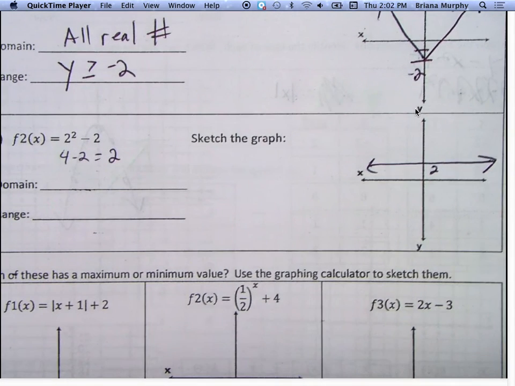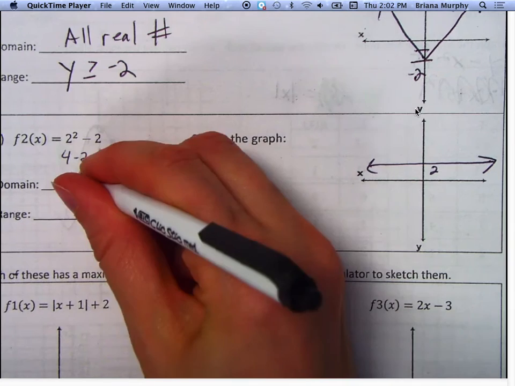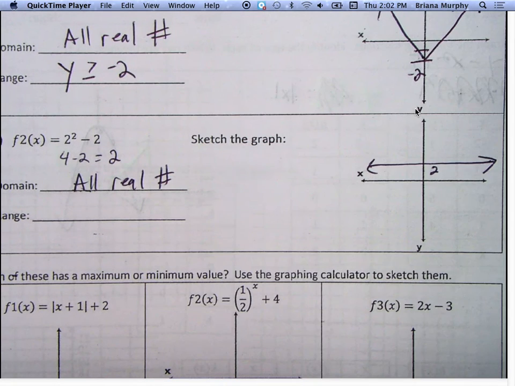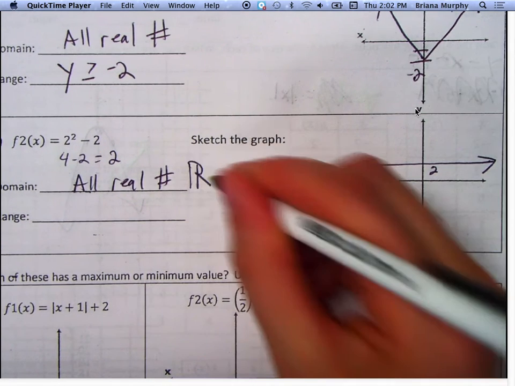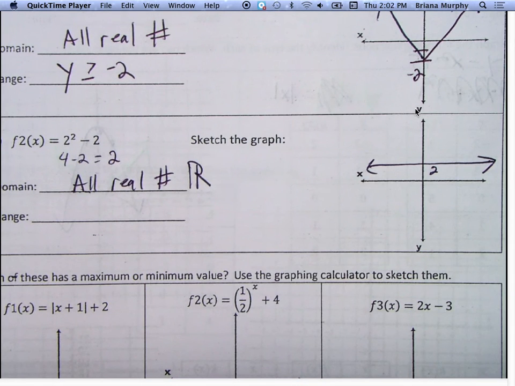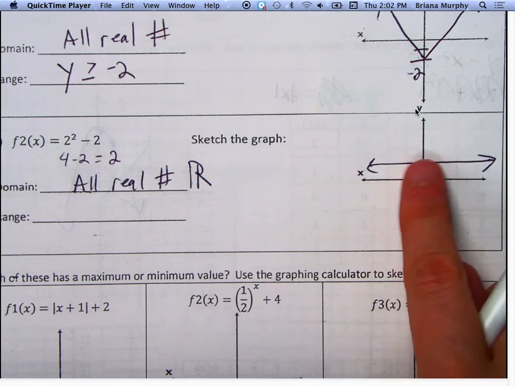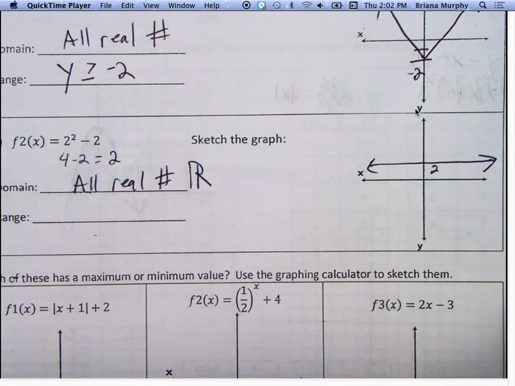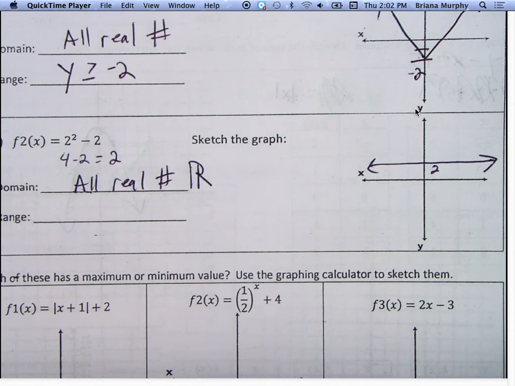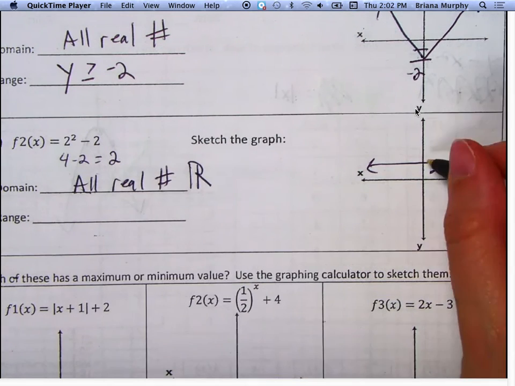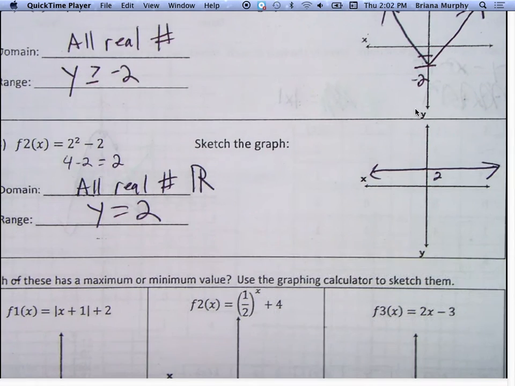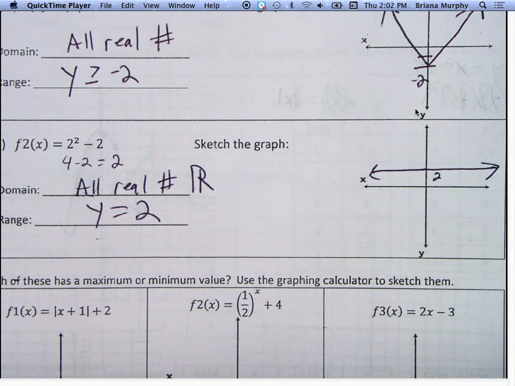So let's do this one. What's the domain for this one? All real numbers. All the numbers are on a straight line, because the x value could be anything, right? The y is always 2, but the x value could be anything. What does the range have to be? The y value has to be what? 2. So y equals 2. Yes, great. Because the line is straight, it's never going to touch x.